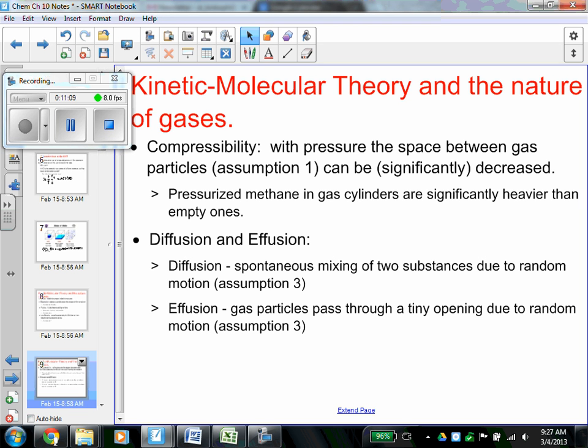And then we have effusion, which is a little bit different. Effusion is gas particles passing through a tiny opening due to their random motion. The best case I have for this is a latex balloon. Latex balloons diminish in size over time, actually somewhat rapidly, especially if they're filled with helium. The helium particles are slightly smaller than the pores in the latex, and they effuse through these small openings. Due to their random motion, assumption 3, they are moving through these small holes or pores. So effusion is a little bit different than diffusion.